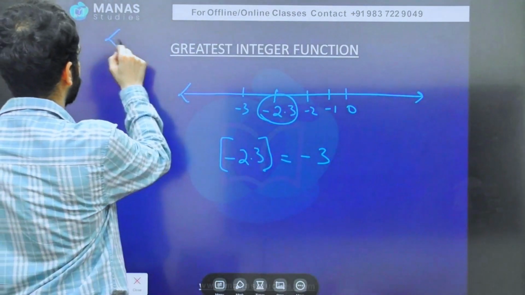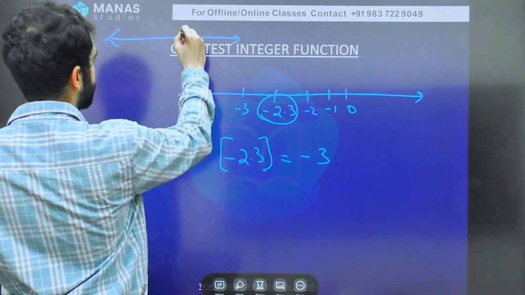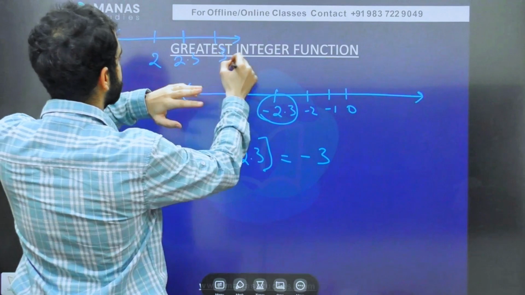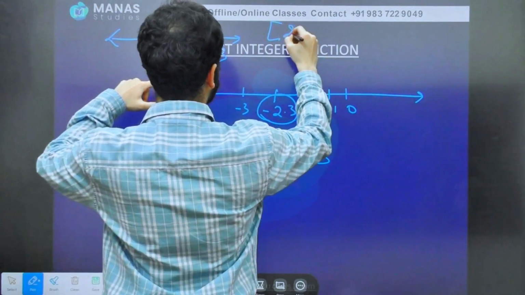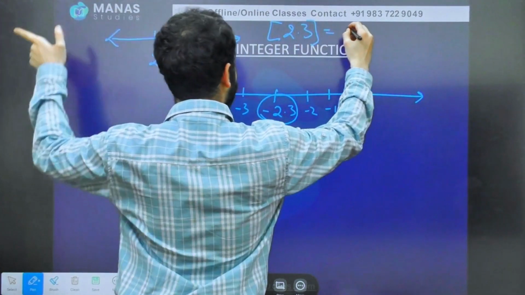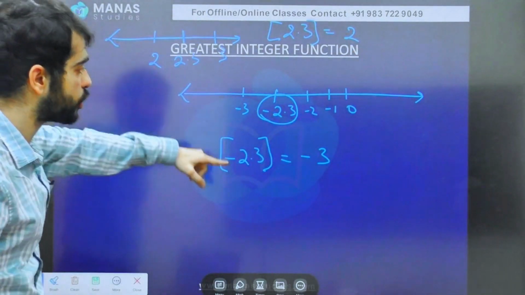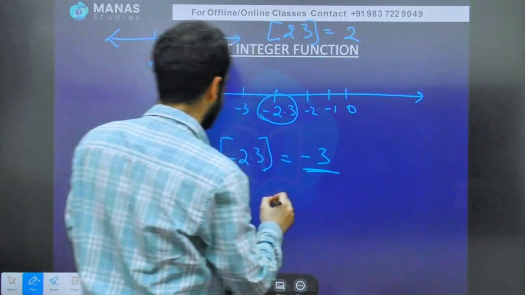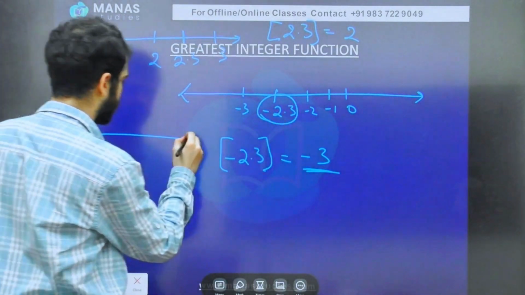When we were talking about positive numbers, if I have a positive number 2.3, then on the left hand side is 2 and on the right hand side is 3. So if I have to calculate the GIF, greatest integer function of 2.3, then the value will be 2. Whereas if I'm talking about minus 2.3, then the number on the left hand side of it is going to be minus 3. Let's take another example to consolidate this point.